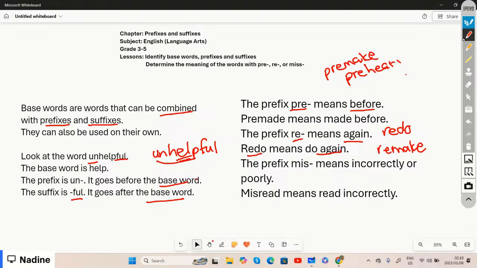Well done. And then we have the word miss. And miss, the prefix miss, it means either incorrectly or it means poorly or wrongly. Like, for example, if you misread something, it means that you read incorrectly. Misbehave, yes, well done. It means that you're behaving badly. Or we can say misunderstand.